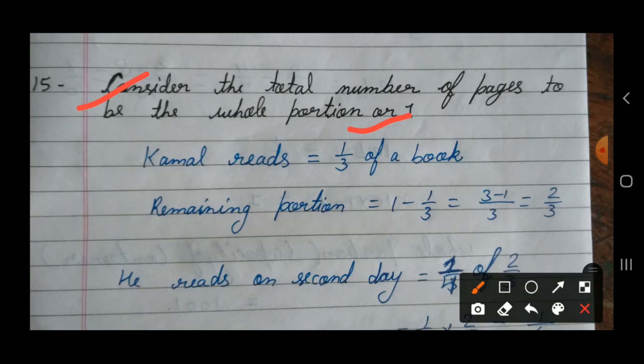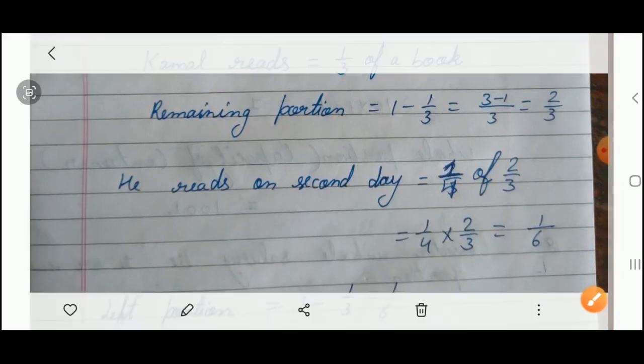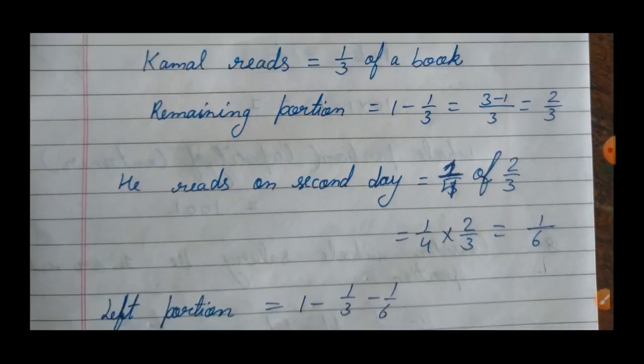Yes, total number of the pages. Kamal reads 1 upon 3 of a book. Yes, total portion is 1. Remaining portion: he reads 1 upon 3 of a book, and for the remaining portion we will subtract this from 1. Then we are getting 2 upon 3. Yes. And he reads on the second day 1 upon 4 of the remaining.